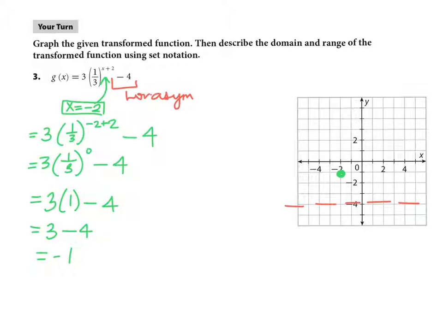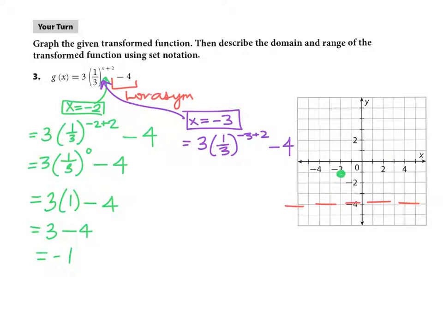All right, and now remember, because I have a fraction, I want to get rid of it. I need a negative exponent. And to make that exponent negative 1, the easiest thing to do is to pick the value x is negative 3. So we're going to do 3 times 1/3 to the negative 3 plus 2 minus 4.